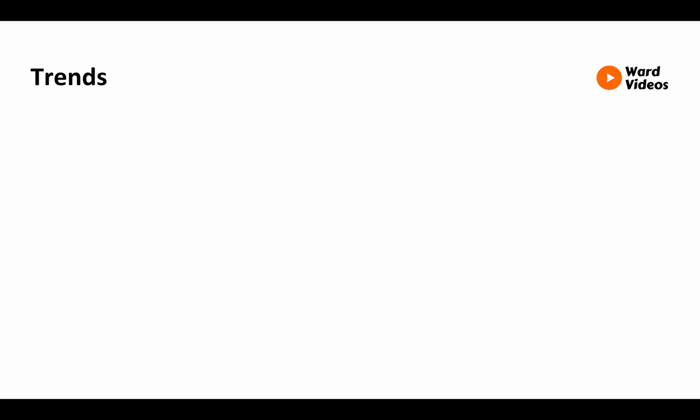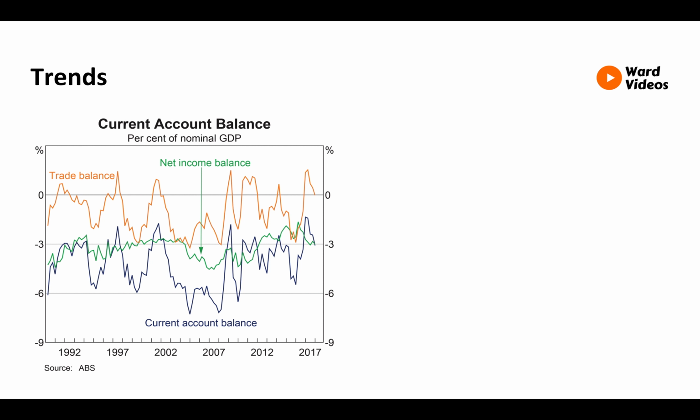So, what are the trends? Let's first look at the current account balance from the Reserve Bank of Australia, RBA. The current account balance in blue is the sum of the trade balance, which is the orange, and the net income balance, green. It can be seen that the trade balance, i.e. goods and services, is the most volatile and impacts the overall outcome of the current account balance.